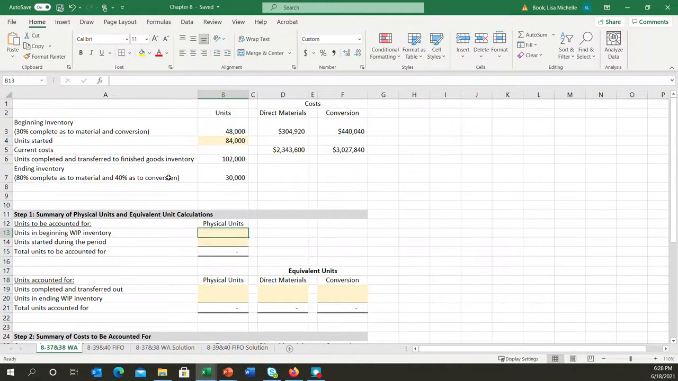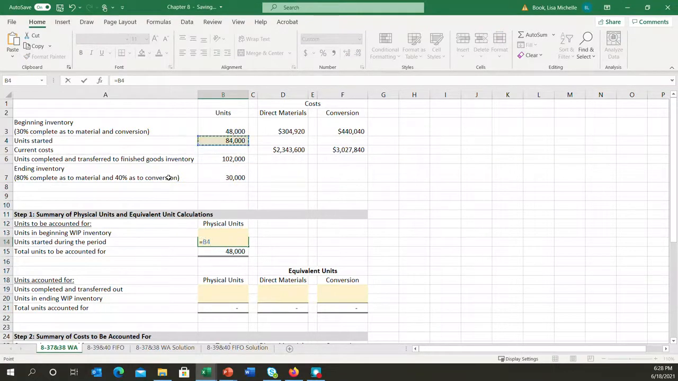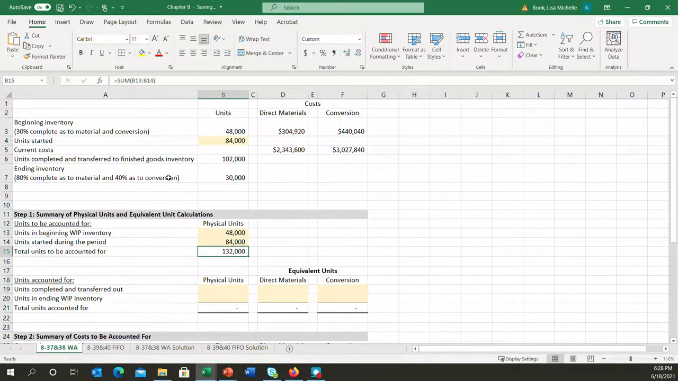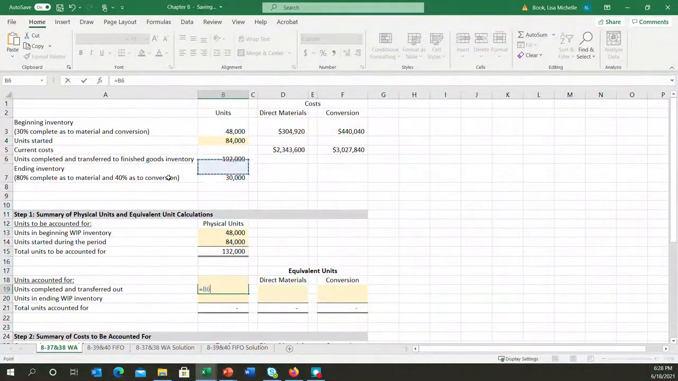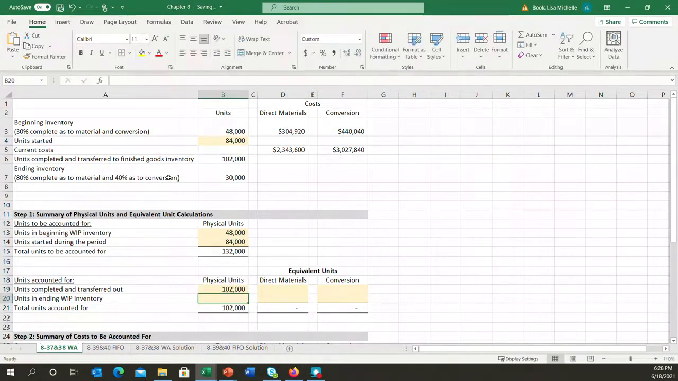The first part of this, I'm just pulling information from the top. How many units were in beginning inventory? 48,000 units. How many units were started? We already calculated that and backed into it, 84,000. So I have a total of 132,000 units that I need to account for. How am I going to account for those? Well, 102,000 units are transferred out to another department, and 30,000 physical units are in ending inventory, and this does add up to account for those 132,000 units.